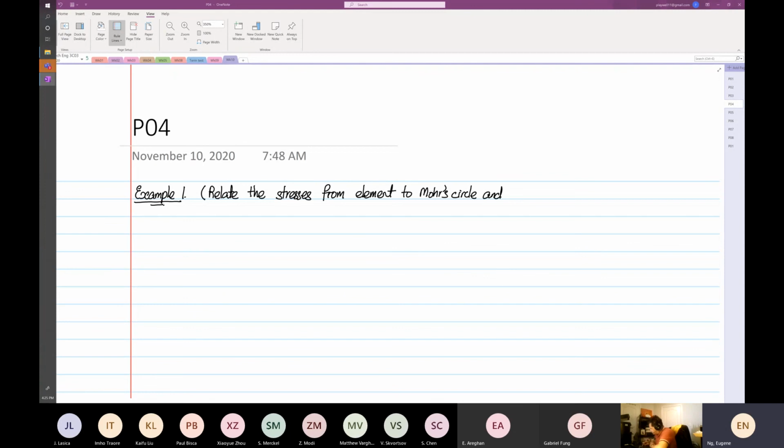Okay, but the next one we're going to do, and from Mohr circle to element. Okay, we're going to do this. So we are going to do two ways. Okay, so let's start by constructing the element first.